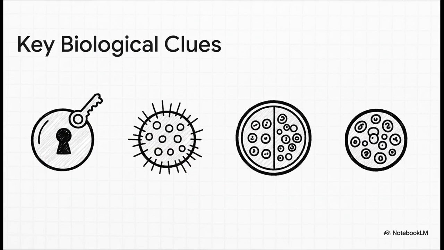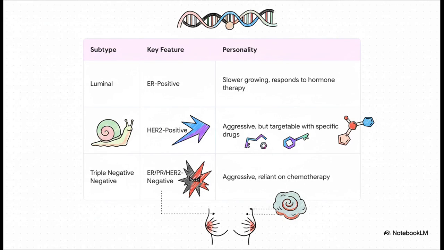So what are these biological clues we're hunting for in the pathology report? Well, we look for 4 main things. We check for estrogen and progesterone receptors, or ER and PR. That tells us if hormones are feeding the cancer. We look at its HER2 status, which is a key growth signal. And finally, we look at the histologic grade, which is basically how aggressive and abnormal the cells look under the microscope. These biological clues let us classify cancers into different subtypes, each with its own personality.